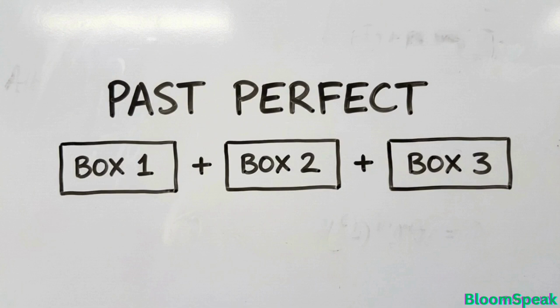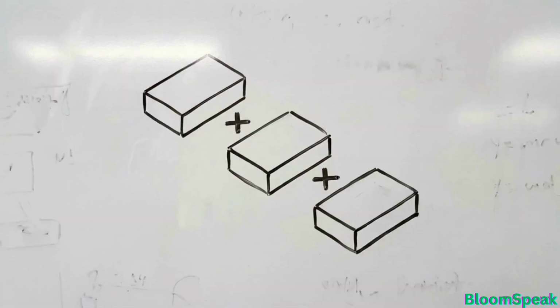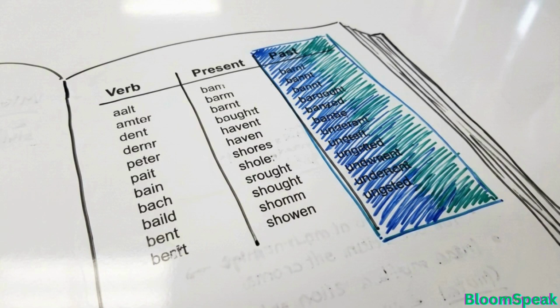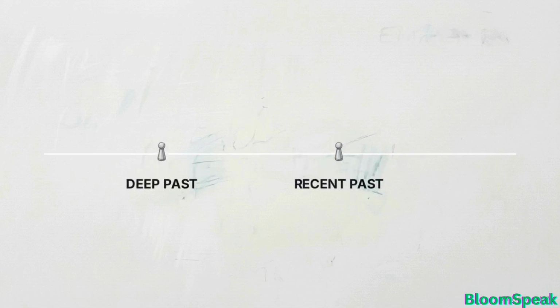The structural formula requires three components: your subject, the auxiliary word had, and the past participle of your verb. The past participle is simply the third form of a verb, like eaten, gone, or finished. This timeline diagram displays the strict logic of the tense. Look closely at the two markers.